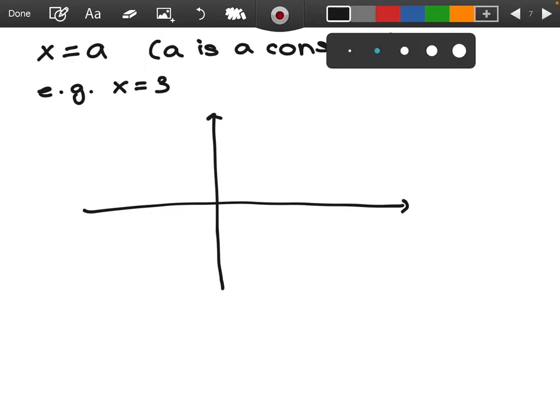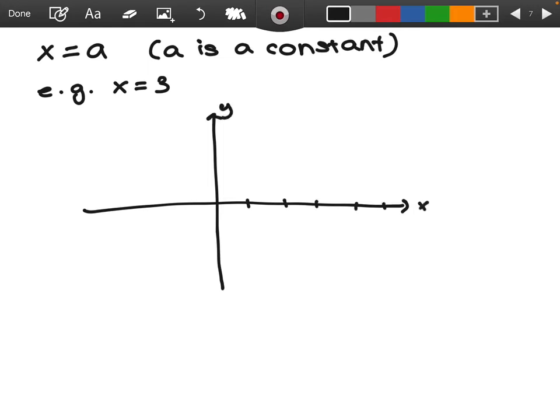If I graph this out, let's give myself some units on the x-axis. Again, it only has to be a sketch. But if I were to draw this out, it would look something like this, where it goes through (3, 0) on the x-axis. So any graph of an equation of the form x equal to a is just a vertical line through this particular point on the x-axis, being in this case (3, 0), or (a, 0) for any constant a.